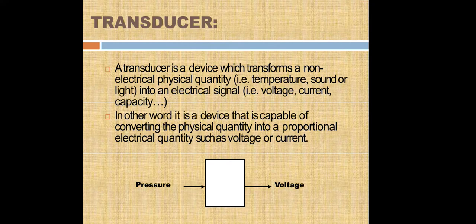A transducer is a device which transforms a non-electrical physical quantity, such as temperature, sound, or light, into an electrical signal, such as voltage, current, or capacitance. In other words, it is a device that is capable of converting a physical quantity into a proportional quantity such as voltage or current. Pressure is converted into voltage.